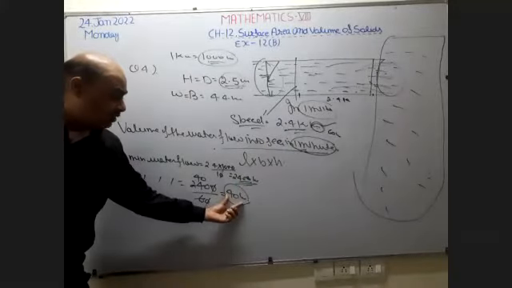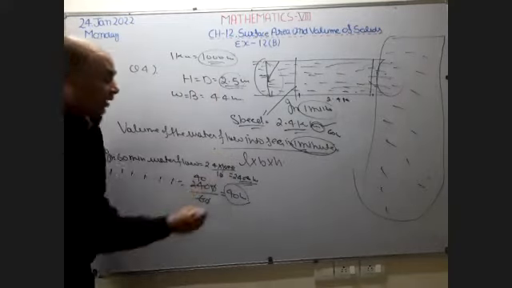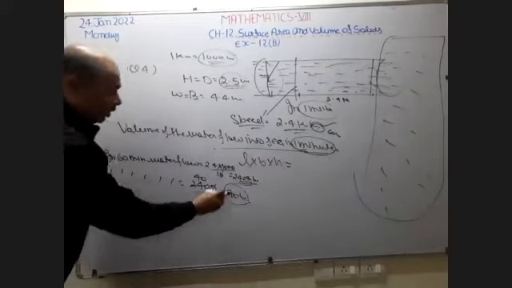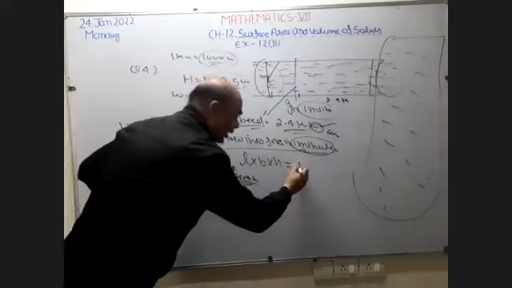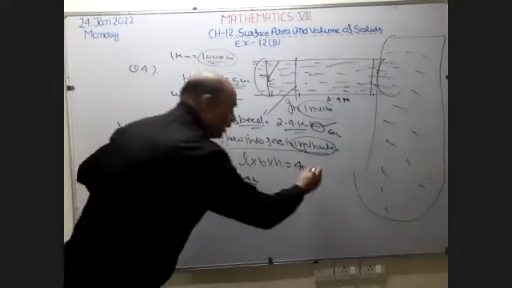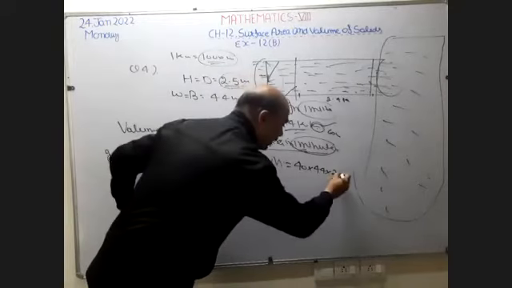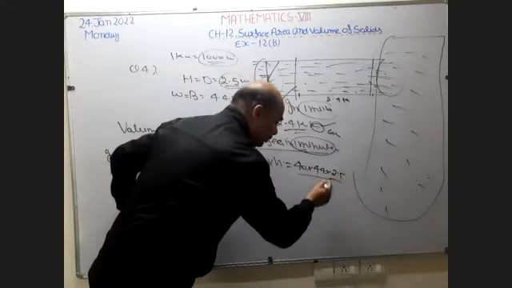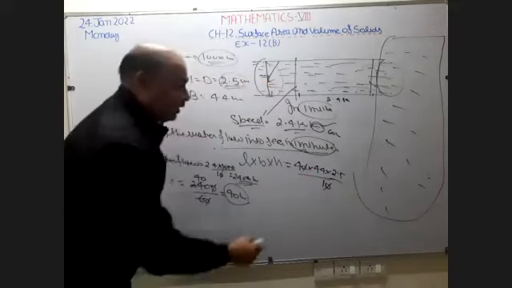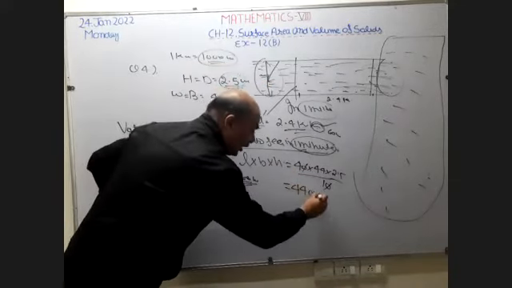Now length is there, height is there, width is there. Use this formula: length multiplied by breadth multiplied by height. Now length is 40, breadth is 44, and height is 2.5. Remove this decimal, put 0. This 0 is cancelled. So 25 fours are 100. So it's going to be 4,400 meter cube of water flowing in 1 minute into the sea.